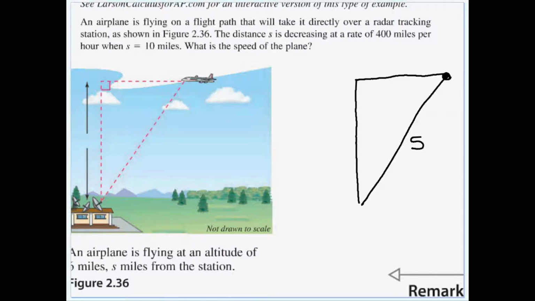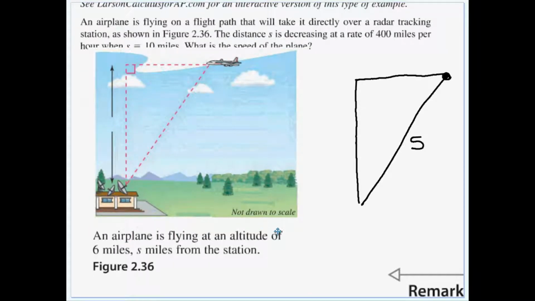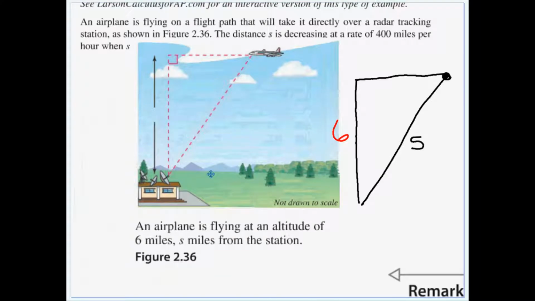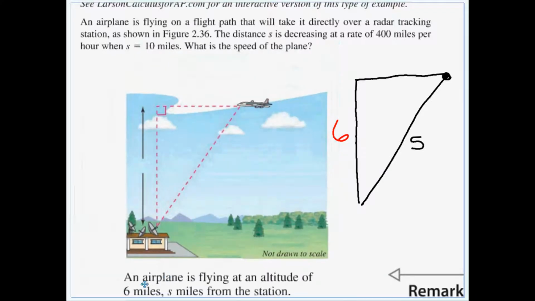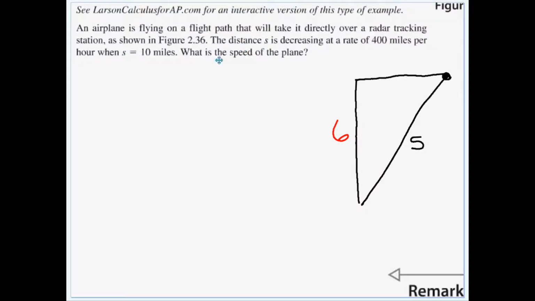And let's see here. I think there's some stuff in the picture we need. An airplane is flying at an altitude of 6 miles. So the plane is 6 miles in the air, and that is not changing. So that is this side of the triangle. And then we've got this unknown side up here. And we don't need anything about the angles. And I don't think I need the picture anymore. Okay. Let's see. Given, find, and the equation that ties it all together.